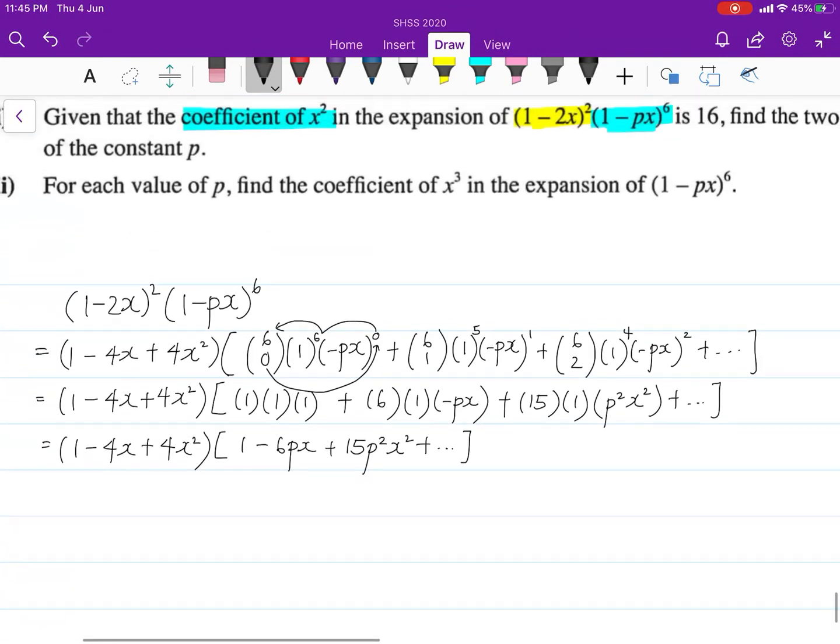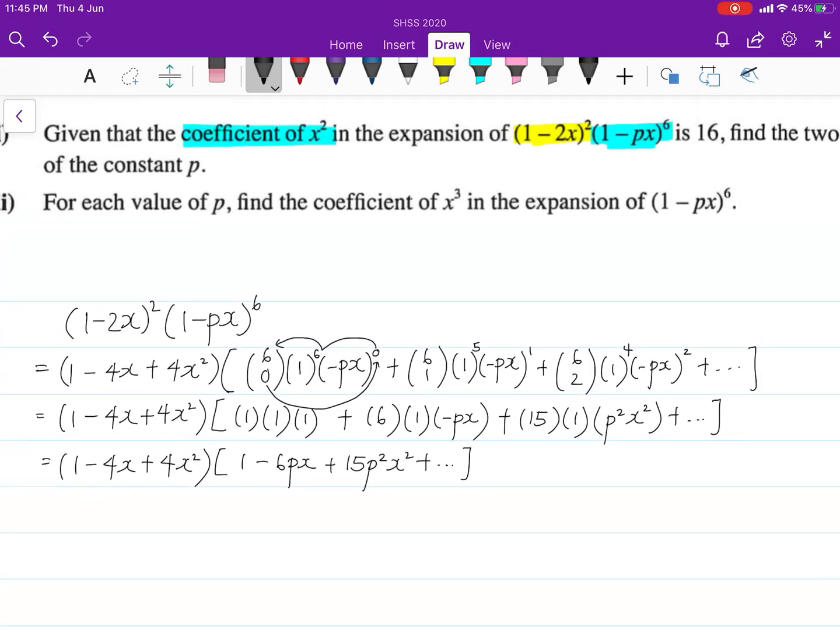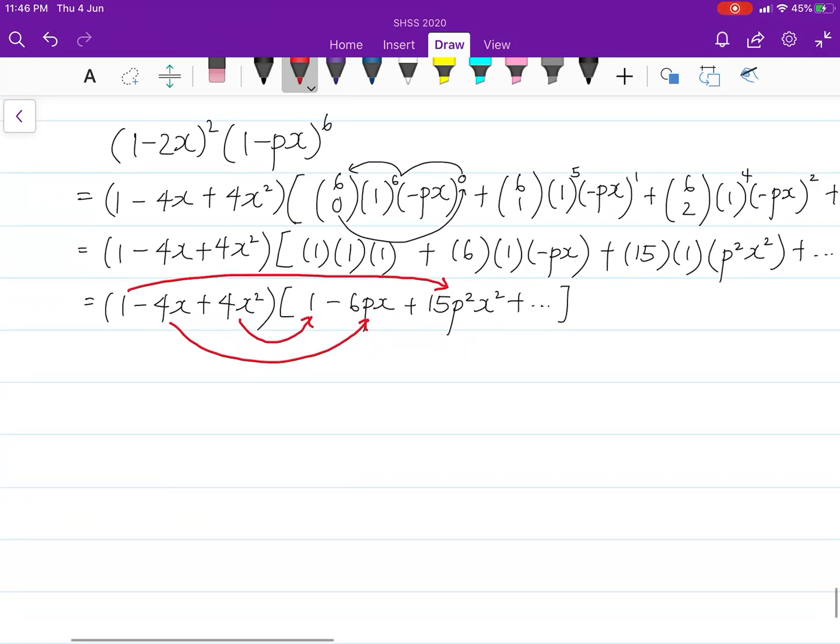Okay, that's how I expand. Now they say that the coefficient of x squared is 16. So I only want x squared. If I only want x squared, now I need to be strategic in my arrows. 1 multiplied by this will give me x squared. Minus 4x multiplied by this will give me x squared. And obviously, 4x squared multiplied by this 1 will give me x squared. So I only have these 3 arrows.